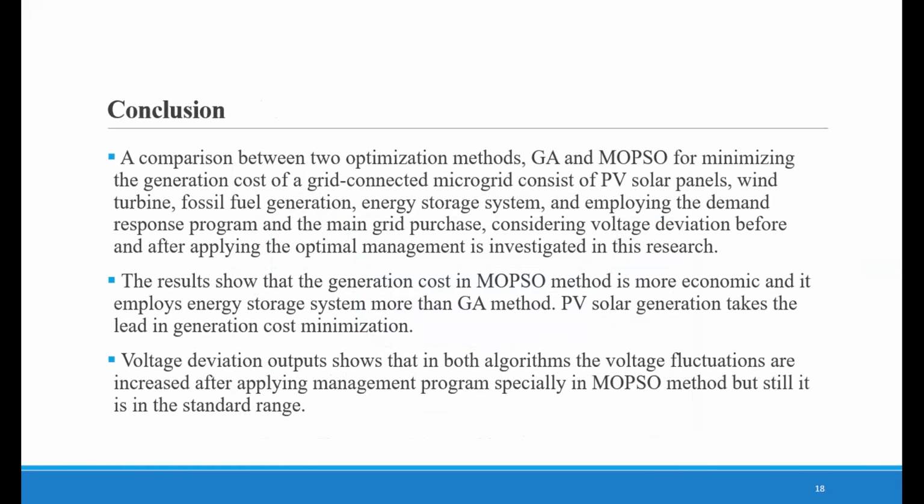The results show that the generation cost in the MOPSO method is more economic and it employs the energy storage system more than the genetic algorithm method. PV solar generation takes the lead in generation cost minimization. Voltage deviation outputs show that in both algorithms, the voltage fluctuations are increased after applying the management program, especially in the MOPSO method, but still it is in the standard range.